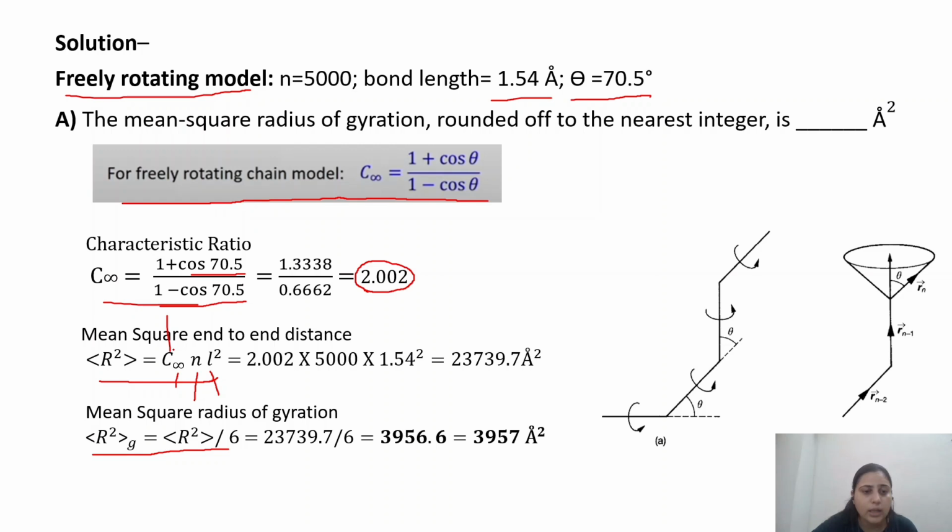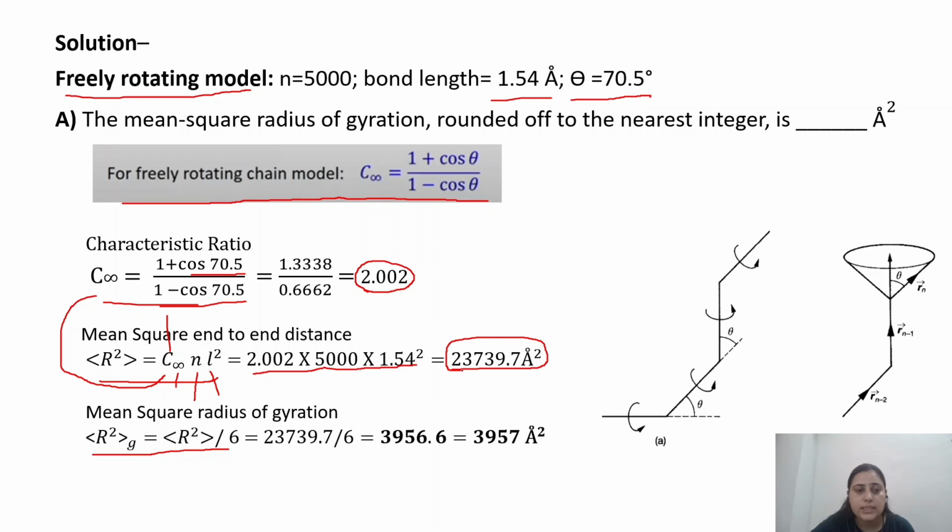Now, based on C infinity, the characteristic ratio, we can calculate the mean squared end-to-end distance, which is the characteristic ratio multiplied by n times L squared. Here we can just put in the values, all of which are already given, and our value after calculation comes out as 23,739.7 angstrom square. Since it is a mean square end-to-end distance, angstrom square is the unit.